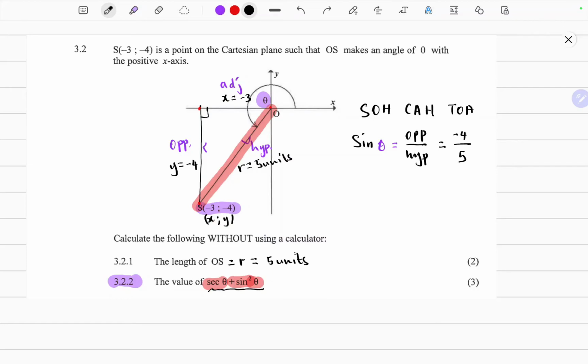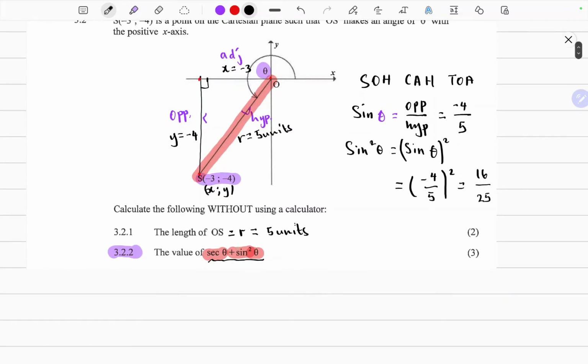So now we can define sine squared theta. Sine squared theta is also the same as sine theta the whole squared. And now we can substitute sine theta inside the brackets, so it's -4 over 5 to the whole squared. So this is equal to 16 over 25. So this part of the expression we have worked out already. So this can be substituted with 16 over 25.